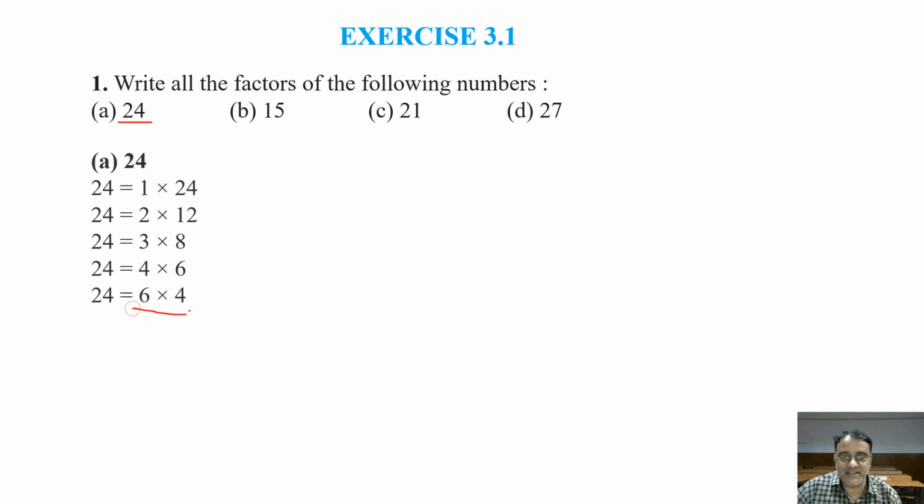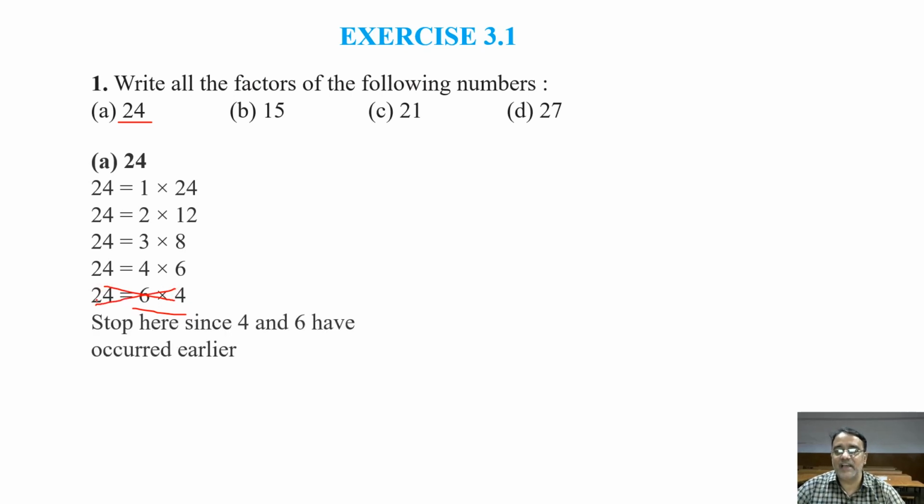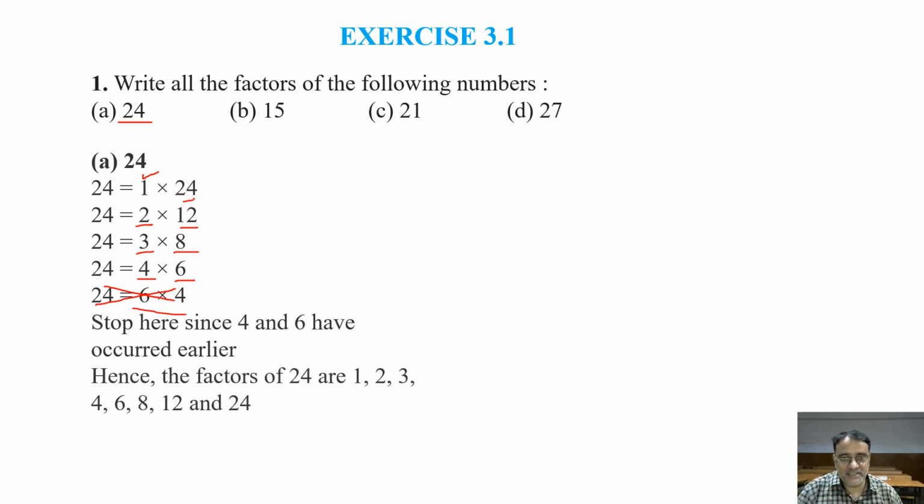Now here 6 and 4 are repeated. कोई भी number repeat होगा तो रुक जाना, right? So this will not be considered. So stop here. 4 and 6 have occurred earlier. So hence the factors of 24 are 1, 2, 3, 4, 6, 8, 12, 24. These are the factors.